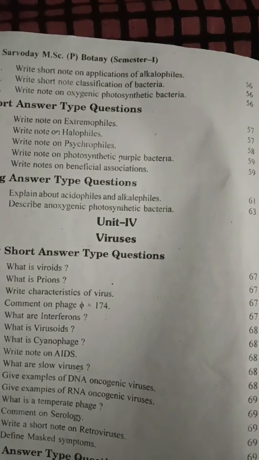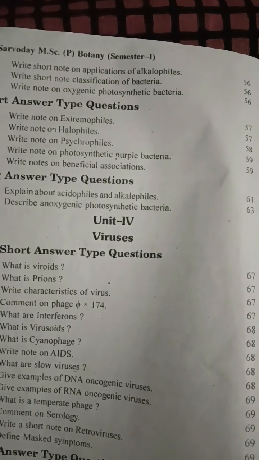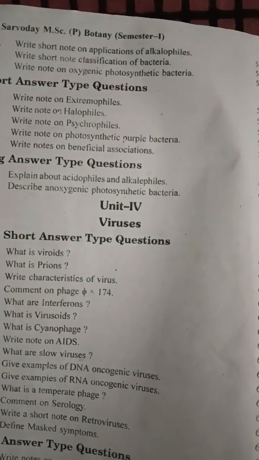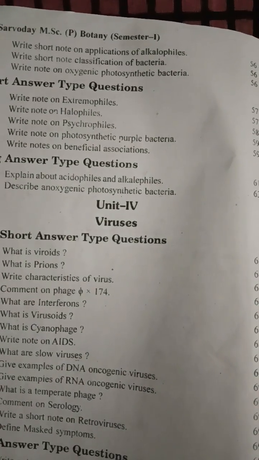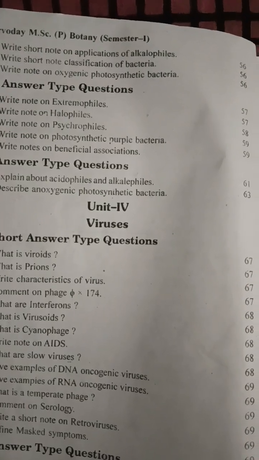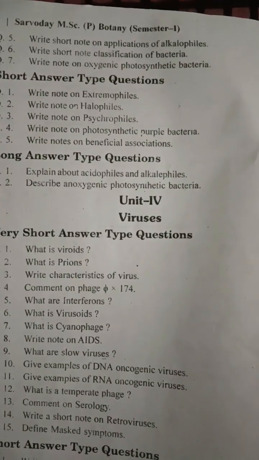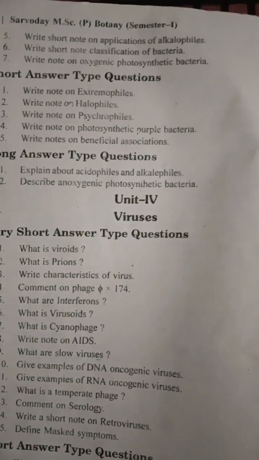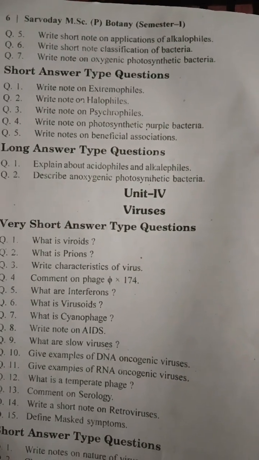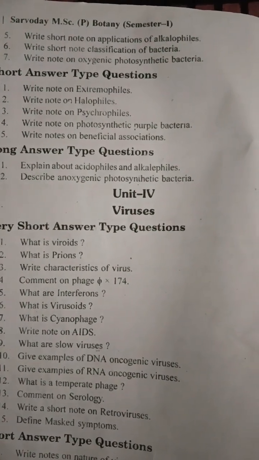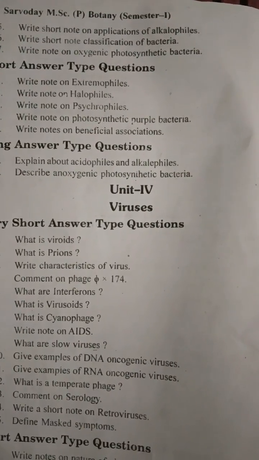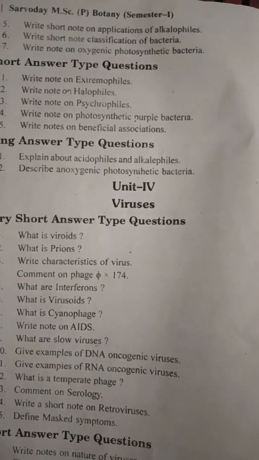Classification of bacteria: oxygenic photosynthetic bacteria, extremophiles, halophiles, psychrophiles, photosynthetic purple bacteria, beneficial association. The topics mentioned here are all about short notes. Explain about acidophiles and alkalophiles. Describe anoxygenic photosynthetic bacteria.